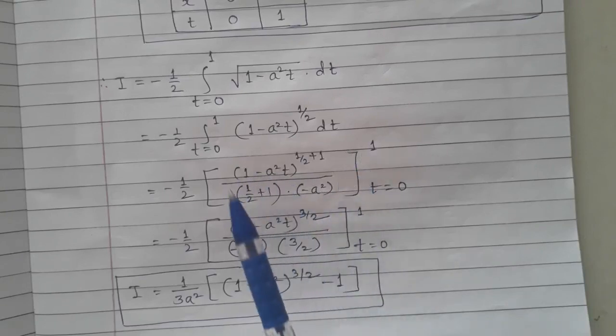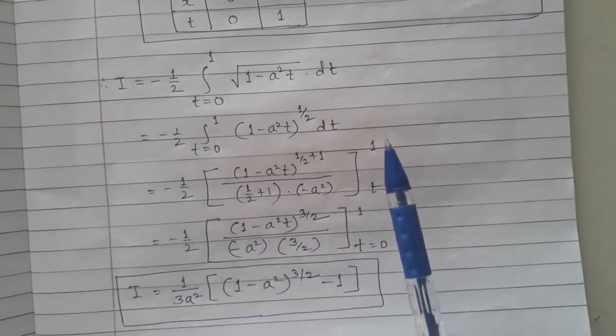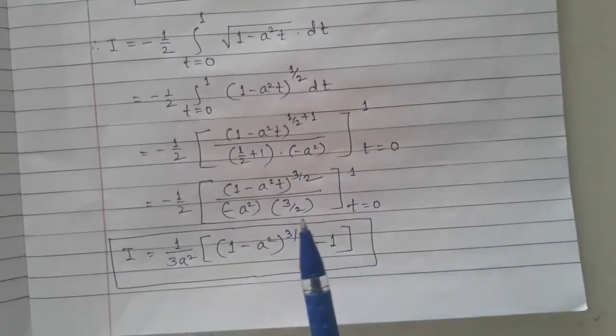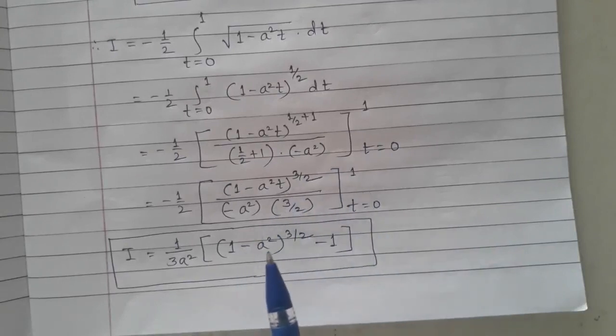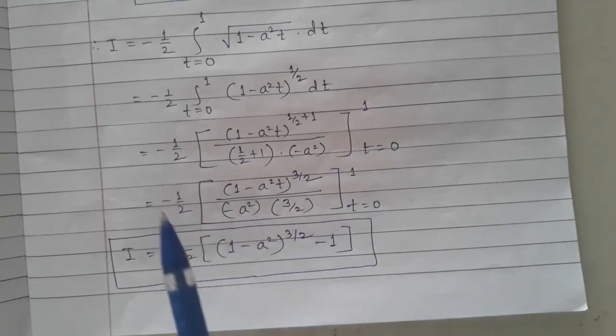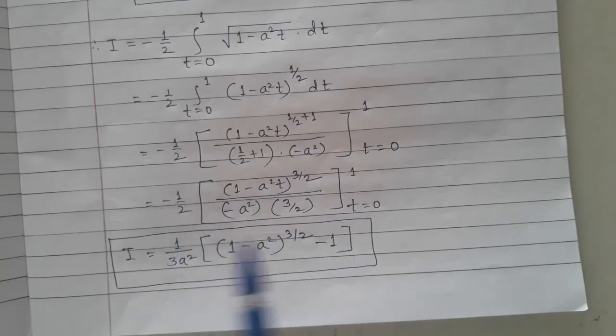This complete integration within the limit from t equal to 0 to 1, minus half, then it becomes 1 minus a square t raised to 3 by 2 upon minus a square into 3 by 2, t from 0 to 1. After substituting the limits, if I put t equal to 1 here, then it is 1 minus a square raised to 3 by 2, and t equal to 0, then it is just 1. So this minus 1, upper limit minus lower limit, where the 2 of 3 by 2 cancels, 3 comes in the denominator as it is, a square comes outside, minus minus plus. So final answer is this.